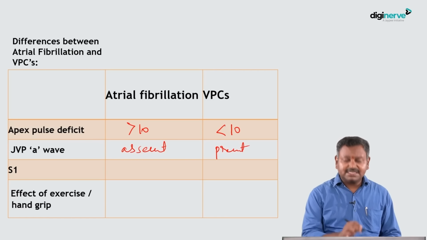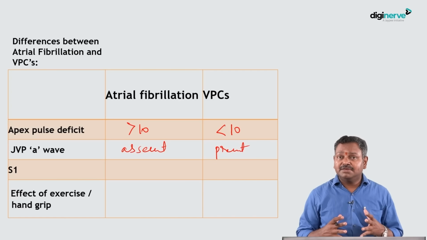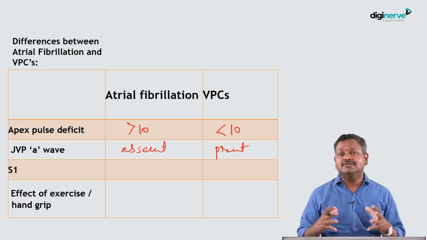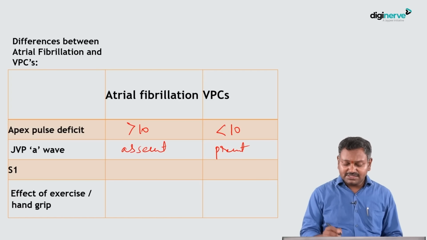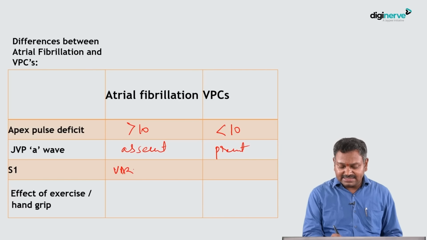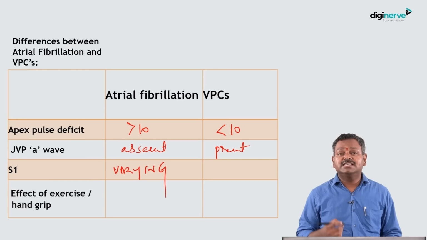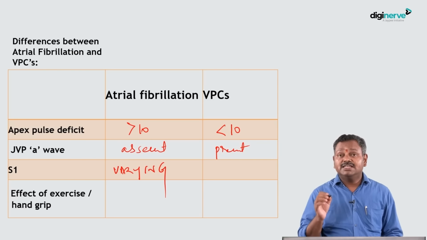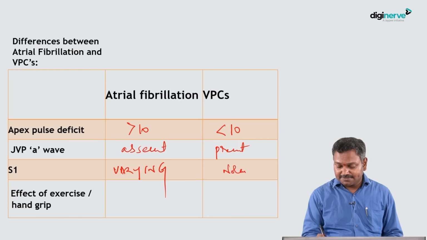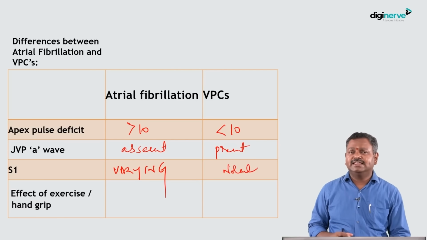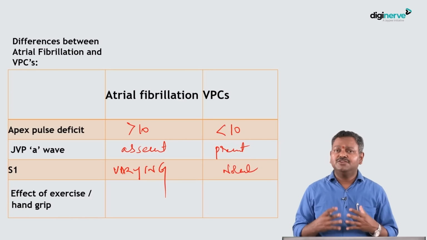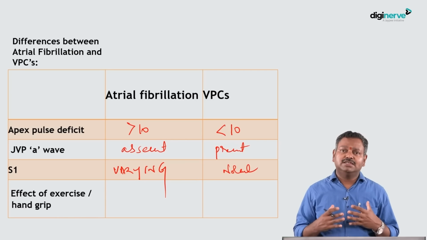Next, coming on to the first heart sound. Remember, in atrial fibrillation, the contractility of the ventricle will be of varying intensity. So the first heart sound is classically varying. Whenever there is atrial fibrillation, we say S1 is varying in intensity, whereas in ventricular premature complex, S1 is normal intensity.